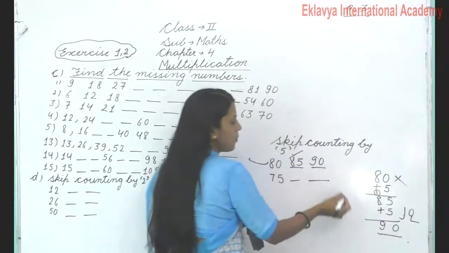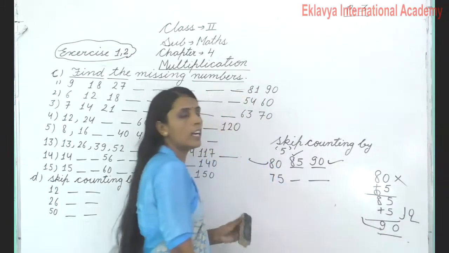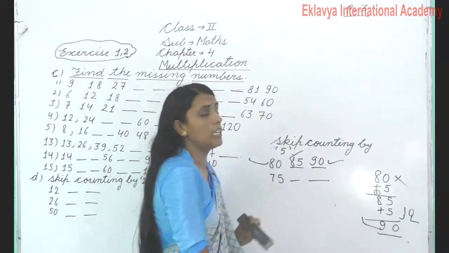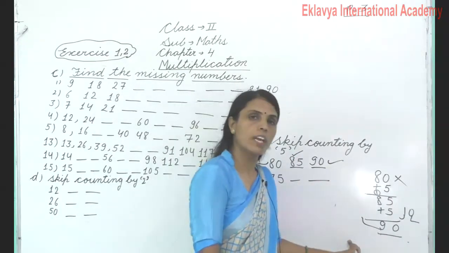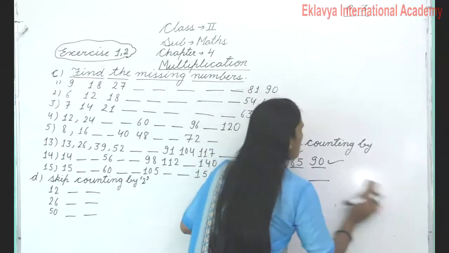You can make your answer both ways. Both your answers are right. You can do two types of skip counting: according to counting, and according to addition. Okay, we will see some more examples also.